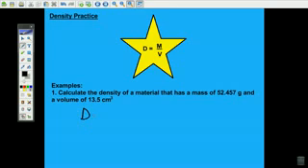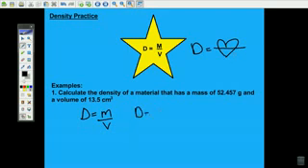So I know my density equation is density is mass over volume, and a cute way to remember this is that you love density. See, mass over volume. So my mass is 52.457 grams divided by my volume, 13.5 centimeters cubed, and I just divide.